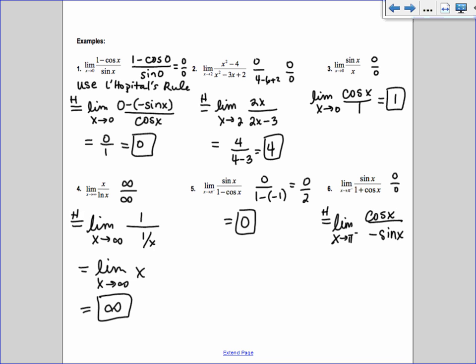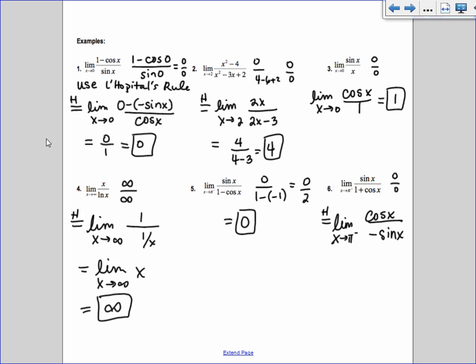If I plug in pi, I get cosine of pi, which is -1, and then I have minus sine of pi, which is 0. And I'm like, what's that? I can't do L'Hopital's rule again because it's not 0 over 0. So I need to think about it. You can't. I gave you a direction. I gave you that direction for a reason.